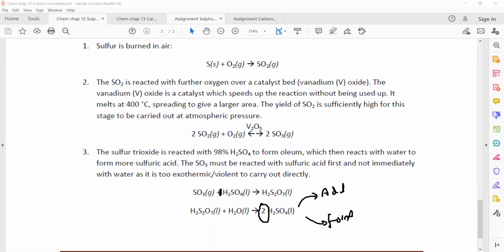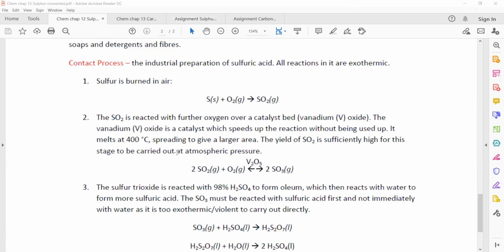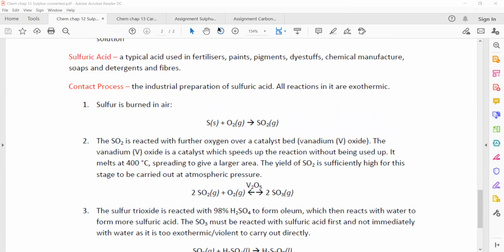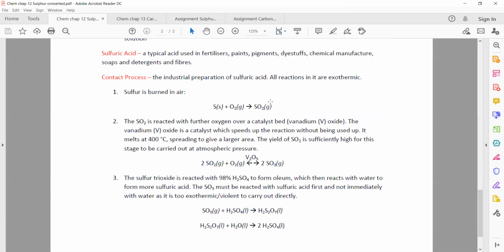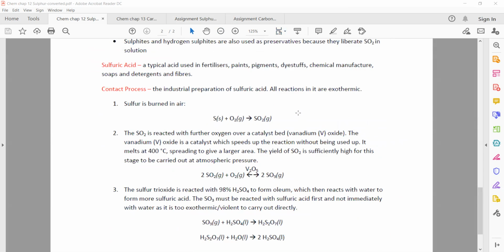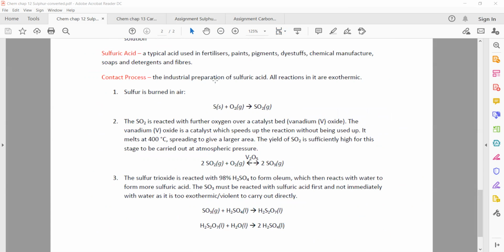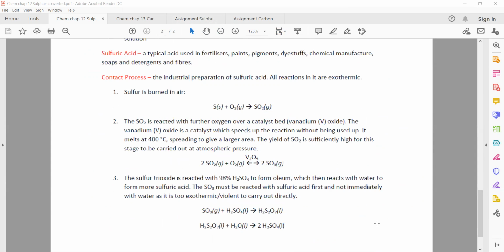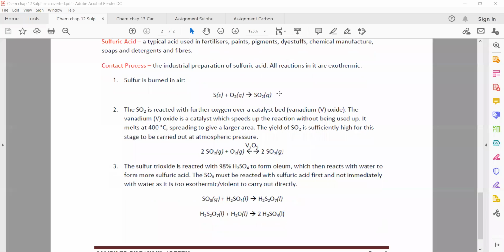It is difficult to condense the vapors of acid, because if acid vapors are released to the atmosphere, they are harmful and can cause acid rain. That's why it is not done in this method. Is it clear? The manufacture of sulfuric acid by a contact process. So this is a very important topic. Copy this part as well: sulfuric acid uses as well as how we manufacture it by a contact process.